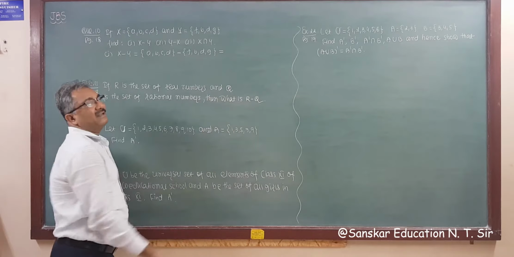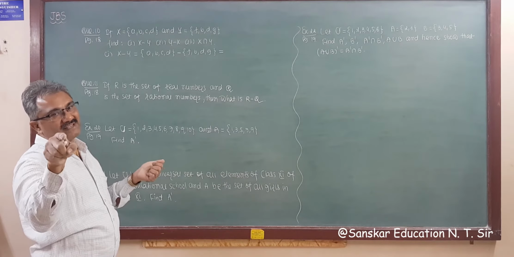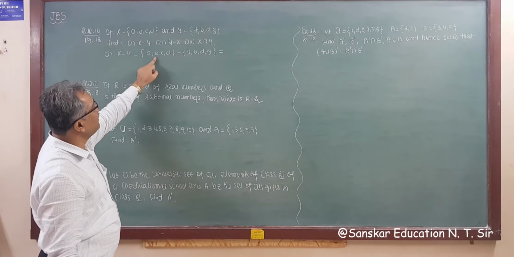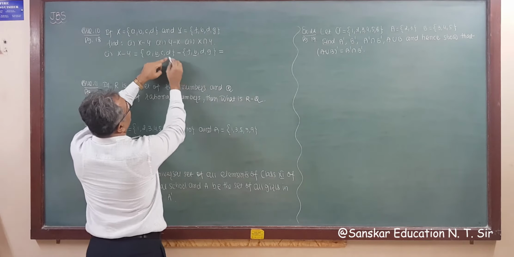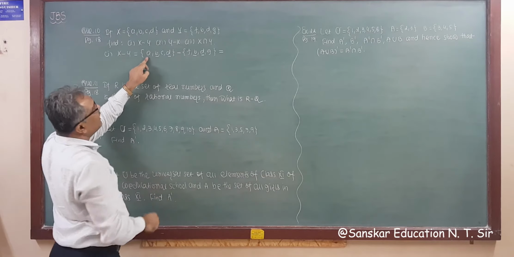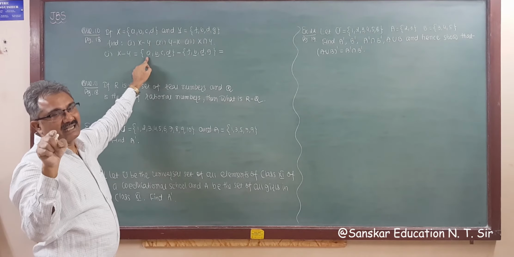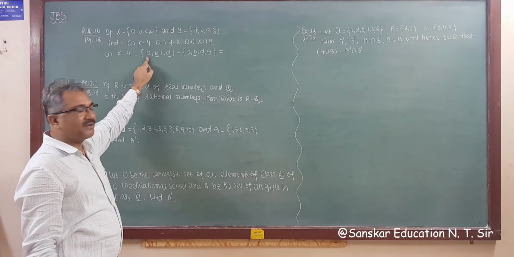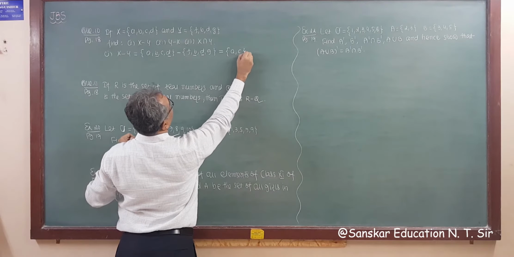Now difference of two sets means you have to remove common elements from the first set. So A, no. B, yes, B is there. So B is a common element. C, no. D, yes, D is there. So remaining elements of the first set are your answer, that is the difference set. So A and C. So your answer will be {A, C}.